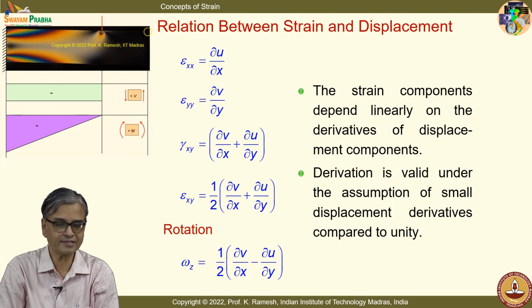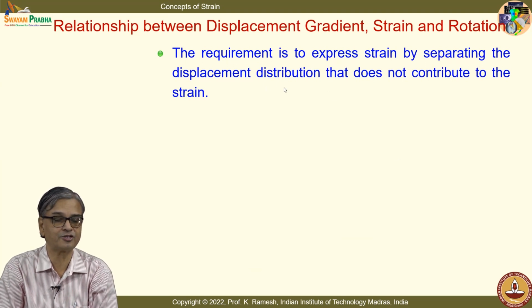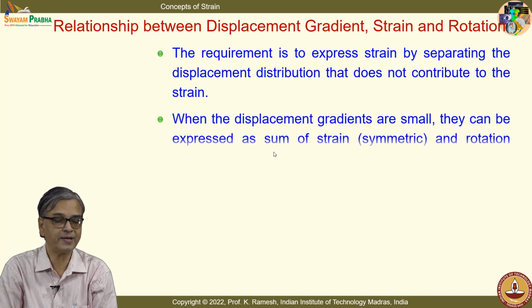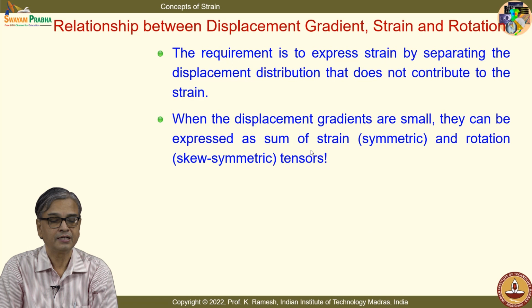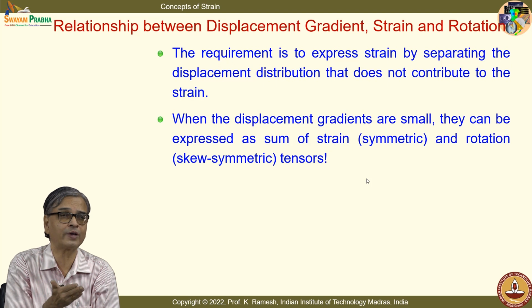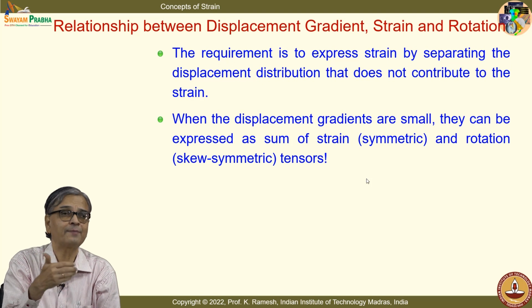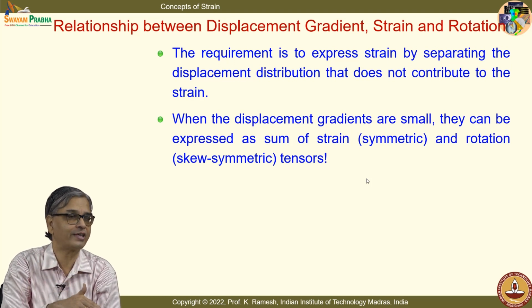And there is also a very interesting interrelationship. The requirement is to express strain by separating the displacement distribution that does not contribute to the strain. So, if you look at the displacement gradients, when they are small, they can be expressed as the sum of a strain tensor and a rotation tensor. And the strain tensor is symmetric. We have seen the stress tensor is symmetric. From the equilibrium condition, we got tau xy equal to tau yx. All those ideas are borrowed. Similarly, epsilon xy will be equal to epsilon yx.